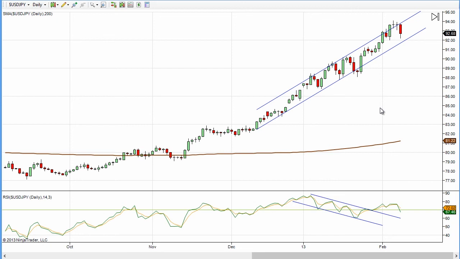If you're already long, just know that this thing can move really hard, really fast. The SMA down here is 15% off the price, and that's just insane for any kind of currency. It's usually never that bad.